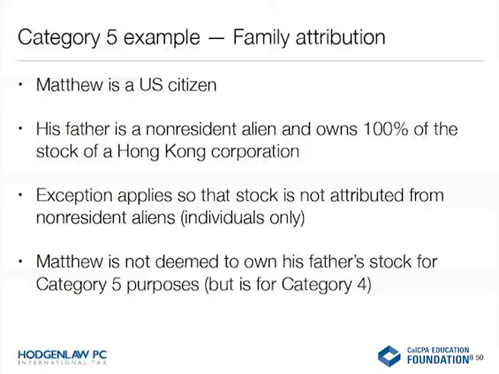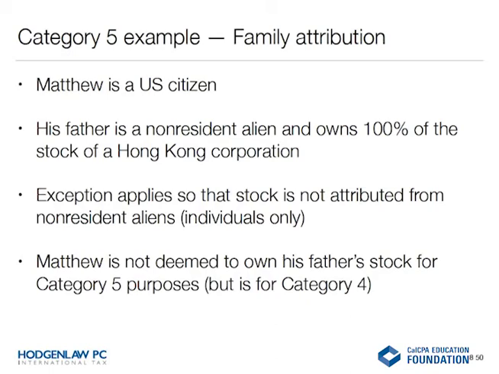And then Category 5, we have Matthew, who's a U.S. citizen, and his father, a non-resident alien, owns 100% of the stock of a Hong Kong corporation. Now for Category 5, an exception applies so that stock is not attributed from non-resident aliens, and note that I said that's for individuals only.